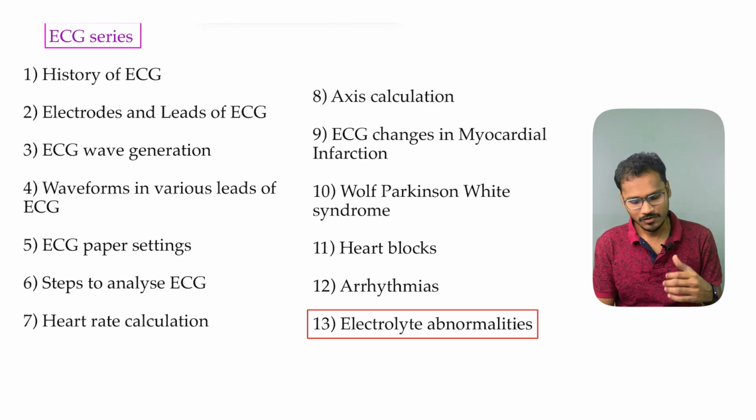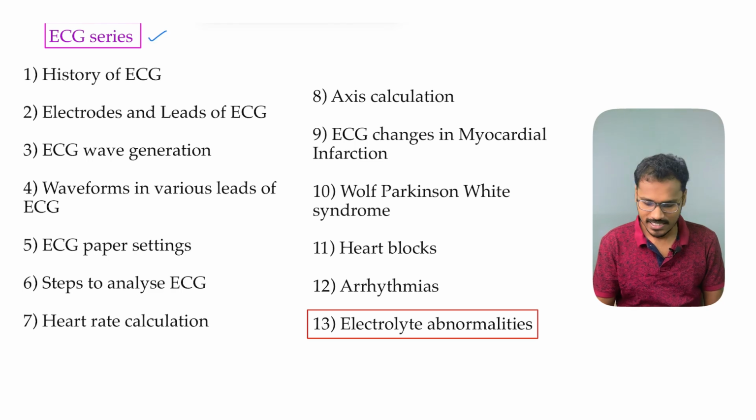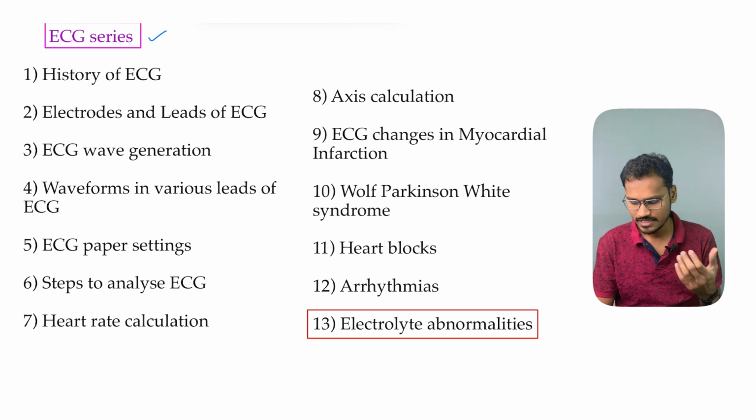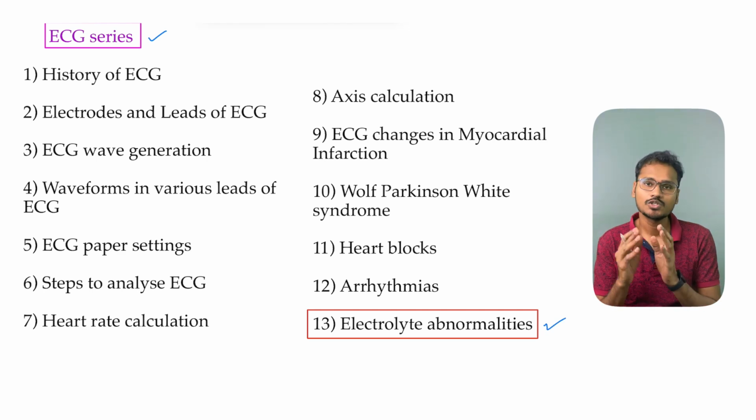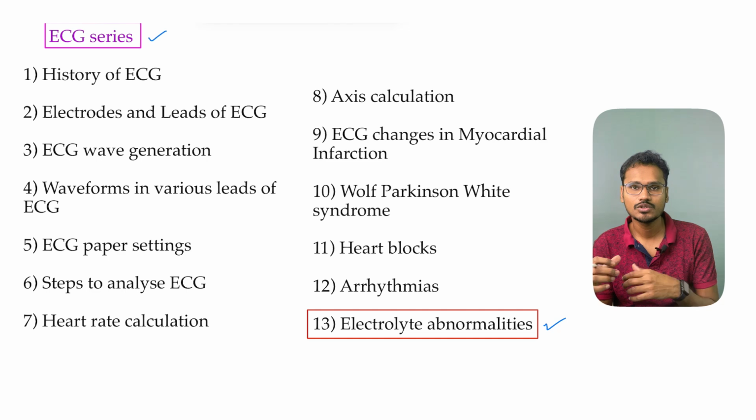So in this video we are going to continue with our ECG series, and this is the last video in the ECG series, that is the electrolyte abnormalities. Some of the electrolyte abnormalities show classical changes in the ECG, so it is important to identify them so that it can help to treat the patient as rapidly as possible.